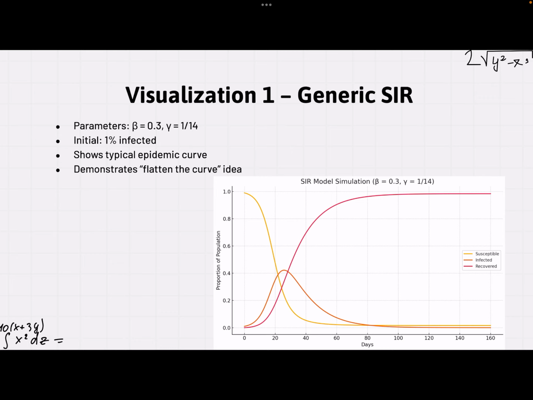Visualization 1. This is a simulation I created using beta 0.3 and gamma 1/14, which assumes that people recover in about 2 weeks. We start with 1% of the population infected and the rest susceptible. Over time, susceptible goes down as people get sick. Infected rises, peaks, and falls, and recovered increases over time. This bell curve is what we try to flatten with public health measures like distancing and vaccines.